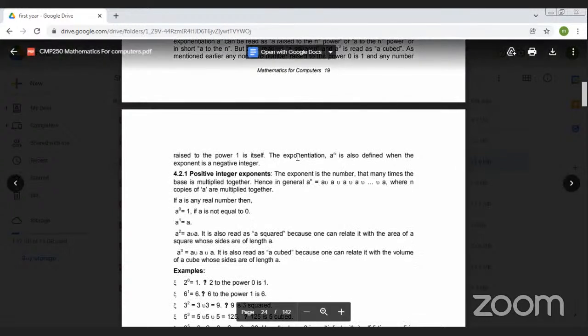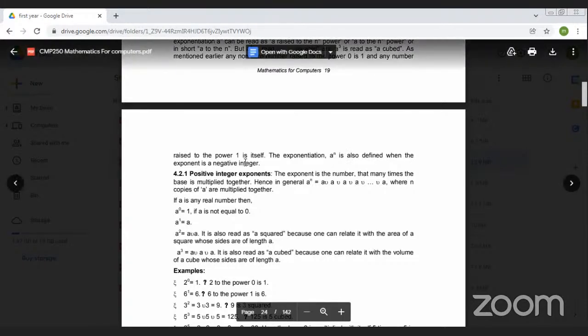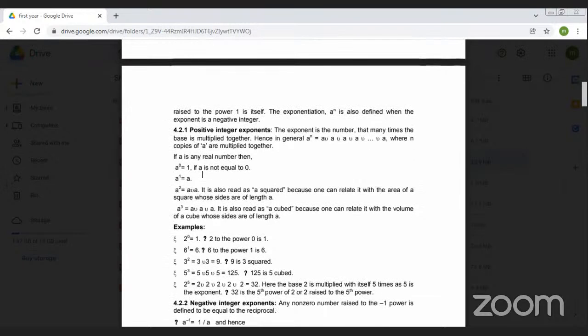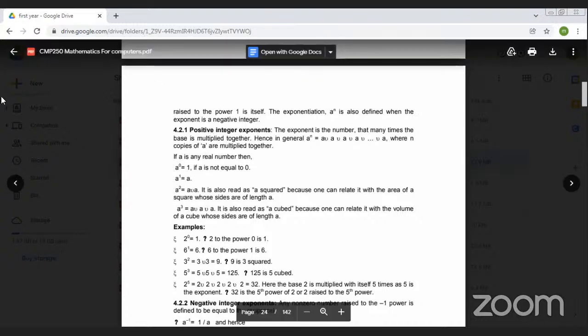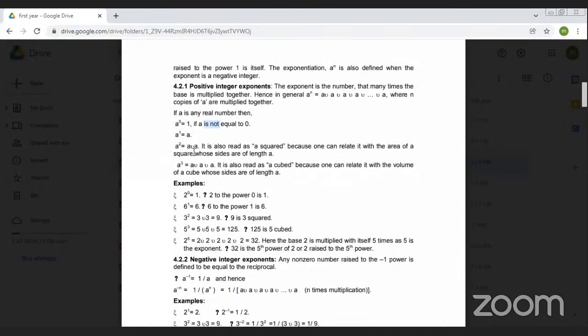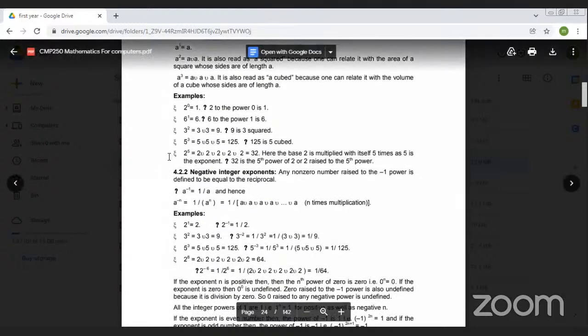The exponential a raised to n is also defined when the exponent is a negative integer. Now, there are two types of integers, right? Positive integers and negative integers. Positive means it starts from 0 and goes up to infinity. All of those, here your a shouldn't be equal to 0. Understood till here?